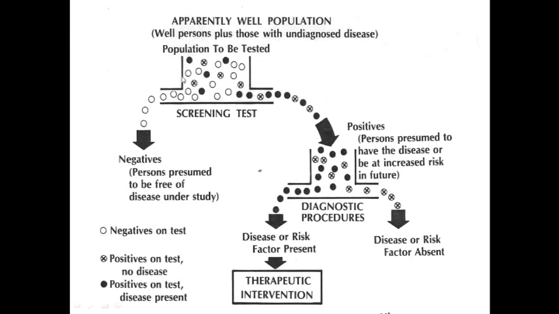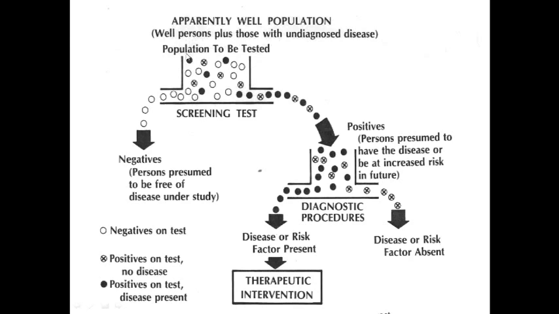Now let's see what the circles in this particular figure mean. The plain circles are those people from this population who are negative on application of the screening test. So when I apply a screening test, I can get a negative result or a positive result. Negatives are the ones who are presumed to be free of the disease under study. The word presumed has a lot of significance here because we are just trying to make a prediction that these people may be free from disease.